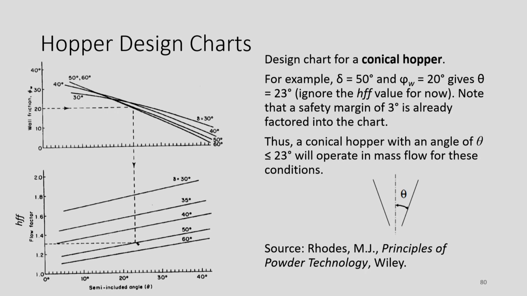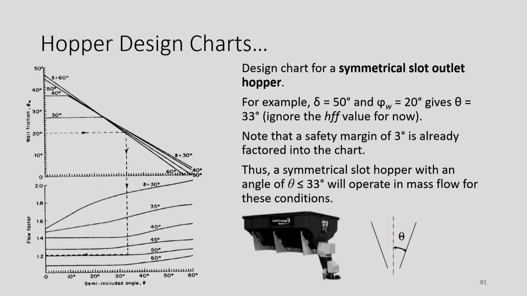I think I have an example somewhere. Any questions on this? Easy to use, right? Just get the data from shear cells, directly apply it on these charts and get those values. Any questions? The same applies for different shapes of hoppers also. He has developed those charts.